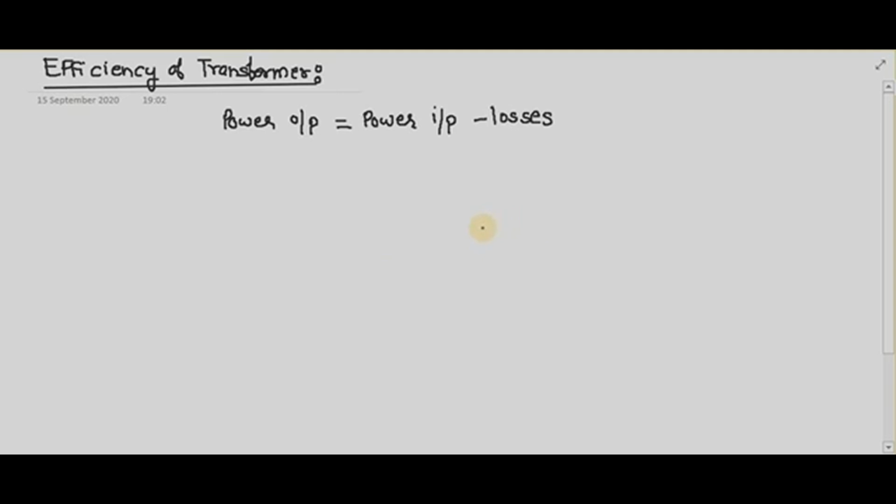There are two types of losses in the transformer, variable loss and constant loss. Copper loss is variable loss and iron loss is a constant loss. The higher the power output, the lesser the losses in the transformer for a given input, and the more efficient our transformer is.